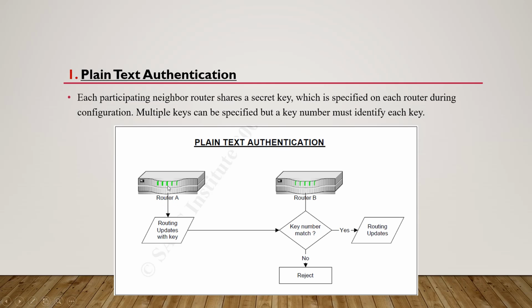There are two routers, router A and router B. If router A wants to send routing updates with a key and a corresponding number to router B, which is its neighbor, router B will then check the received key against its own key stored in its memory. If it is matching, it will accept the update. If the key doesn't match, it will reject it.